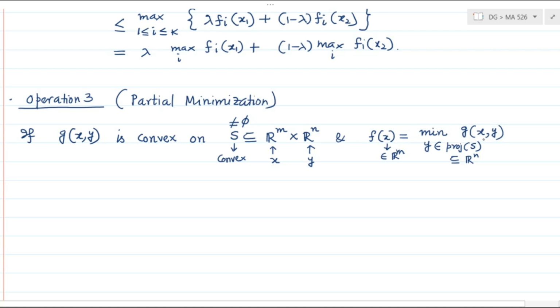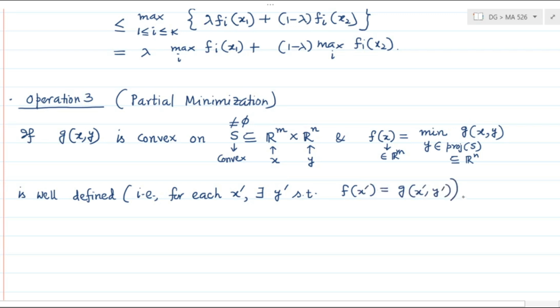If this function f(x) is well defined, by that what do we mean? By that we mean that for each x dash there exists one y dash such that f of x dash is equal to g of x dash, y dash. Fine. And if it is well defined, then the function f must be convex, obviously, where you take the projection of S on the Euclidean space Rm.